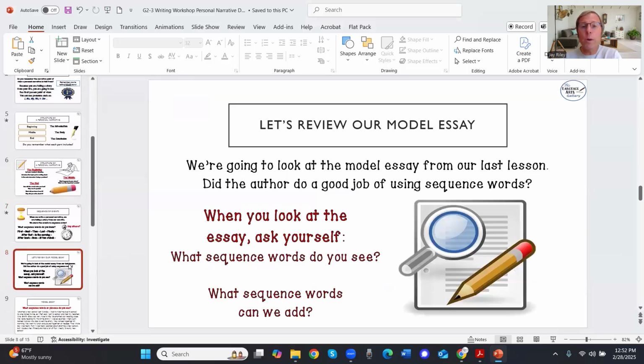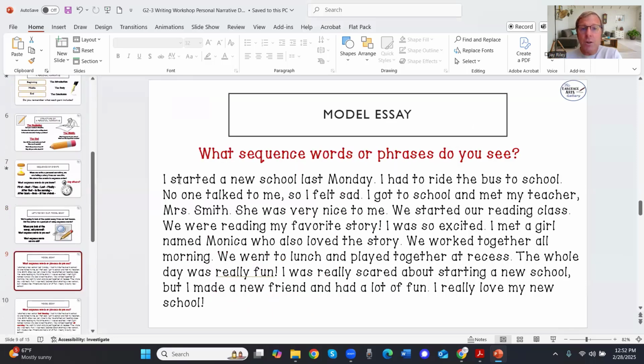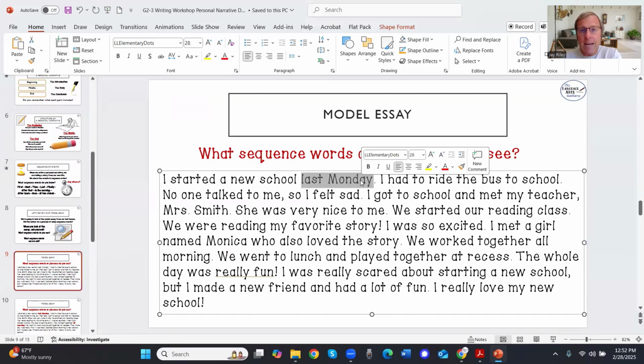So let's take a quick look at our mentor text from day 1, and we're going to try and pick out the sequence words in that text, and then we're going to talk about how we can make it better. I started a new school last Monday. Well, I see right there, last Monday. That's a great sequence phrase. I had to ride the bus to school. No one talked to me, so I felt sad. I got to school and met my teacher, Mrs. Smith. She was very nice to me.